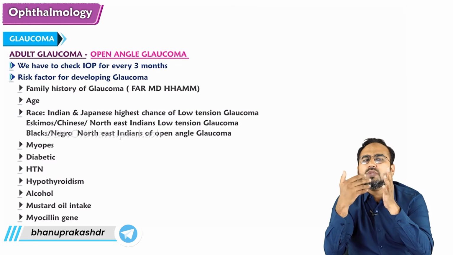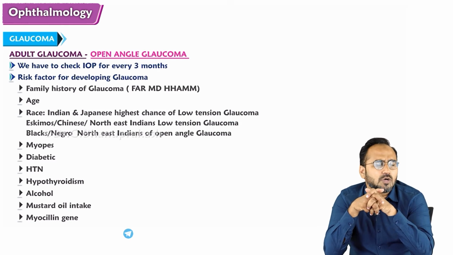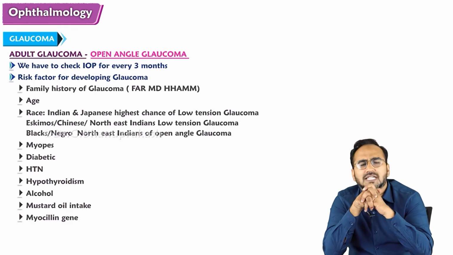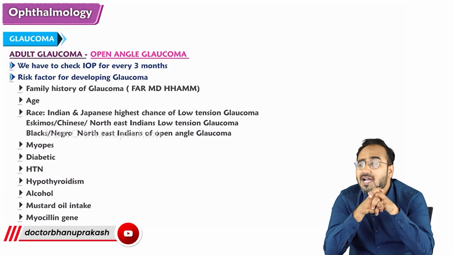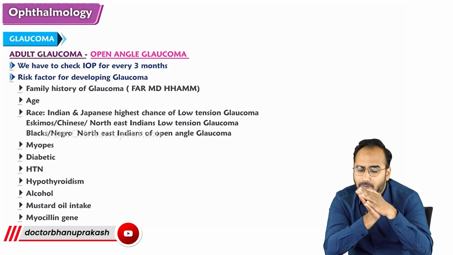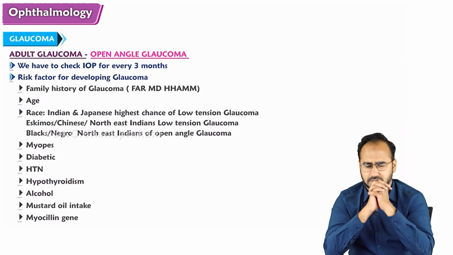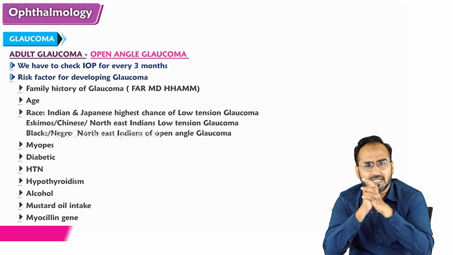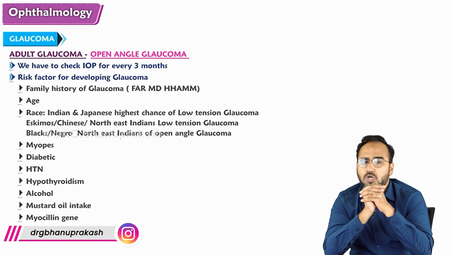So, how will you manage the open angle glaucoma patient? How will you come to know this patient is having open angle glaucoma when he is asymptomatic? For that, what we need to do is, for every patient who is at risk of developing open angle glaucoma, we have to check their intraocular pressure. How will you check their intraocular pressure? Intraocular pressure is checked by tonometry.